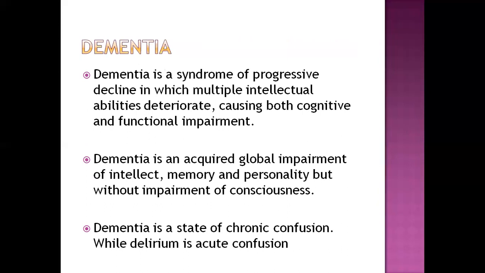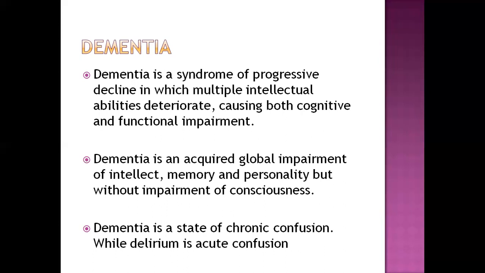So dementia is a syndrome, that is a collection of symptoms in which there is decline in intellectual function, causing cognitive and functional impairment. Whatever decline is there, we will be learning in the features. But as an introduction, dementia is a syndrome of progressive decline in which multiple intellectual abilities deteriorate, causing both cognitive and functional impairment. Dementia is an impairment of memory, basically, and then of intellect, and then personality. But still, consciousness is not impaired.